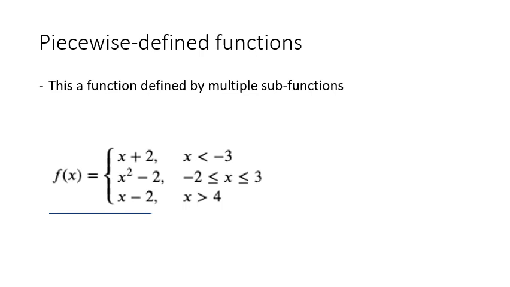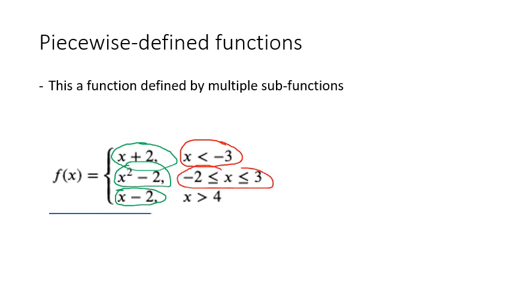We have f of x is equal to, and we have three subfunctions here. Our first one is x plus 2, our second one is x squared minus 2, and our third one is x minus 2. These are our three subfunctions, and then behind them we get our domain. So for x plus 2 we have x is less than negative 3. For x squared minus 2 we have x is greater than or equal to negative 2 or less than or equal to 3. And for x minus 2 we have x is greater than 4.